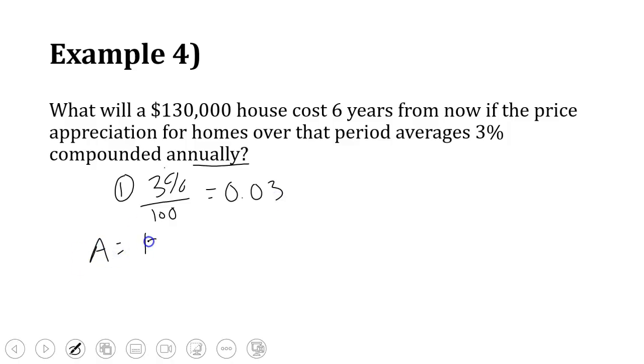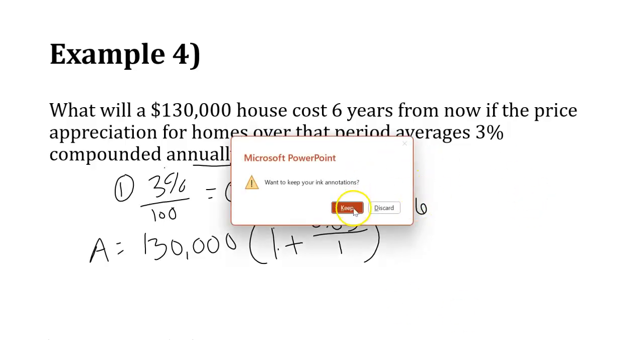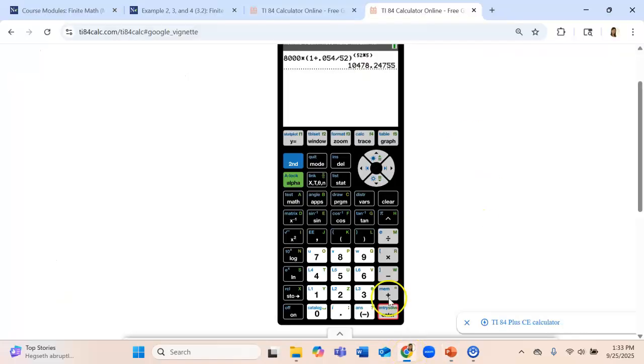So A, what's our principal? The 130 times 1 plus our new decimal. And then what was it? Annually, so 1 times a year, raised to the 1 times a year over 6 years. So let's take that and plug it in to our calculator. And as long as you put those parentheses, you should be able to do it.